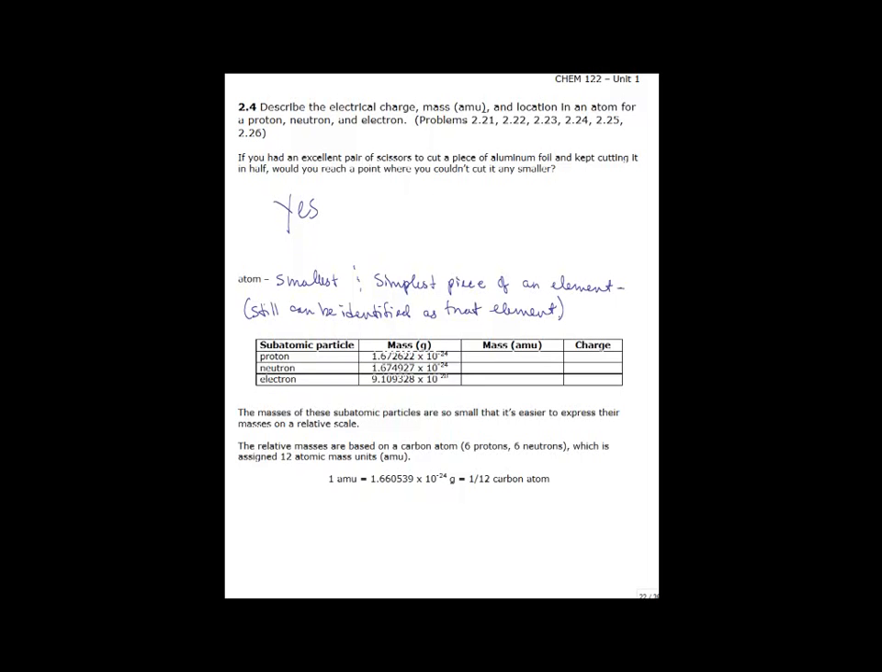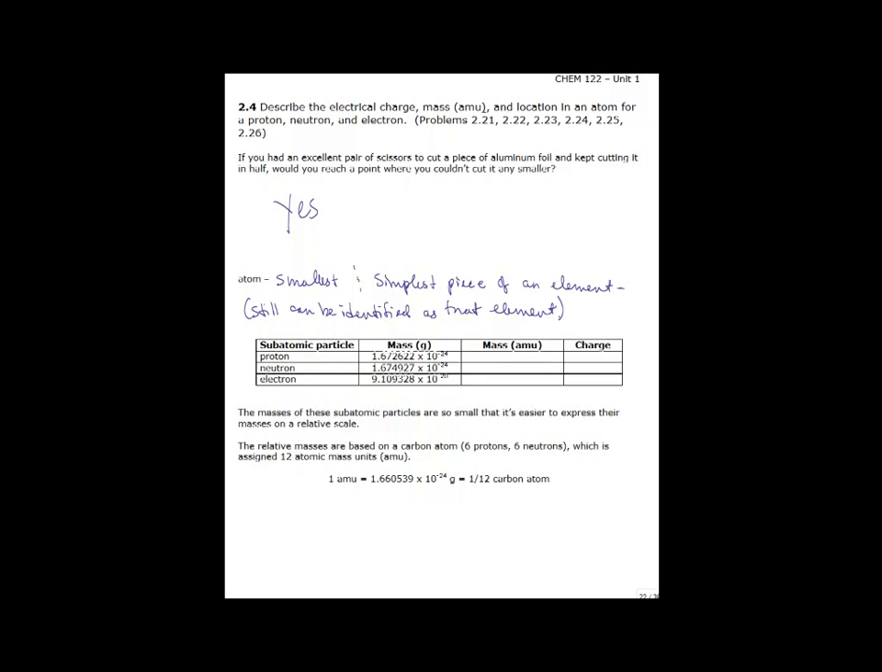It's inconvenient to use grams as the unit of mass for expressing these subatomic particle masses. So what's been developed is AMUs. These are atomic mass units. So the atomic mass units are based on a relative size. So it's based on carbon. So it turns out that a carbon atom has 6 protons and 6 neutrons, which is assigned 12 atomic mass units.